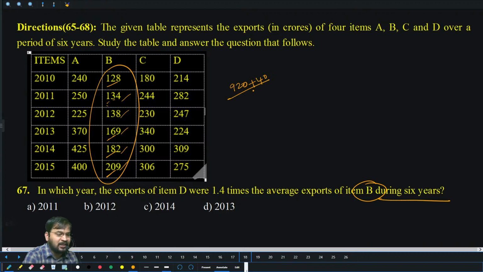Average, how many years? 6 years. 960 by 6 is 160. The average is 160. They are asking in which year item D is exactly 1.4 times that.